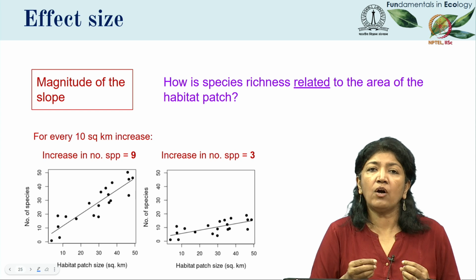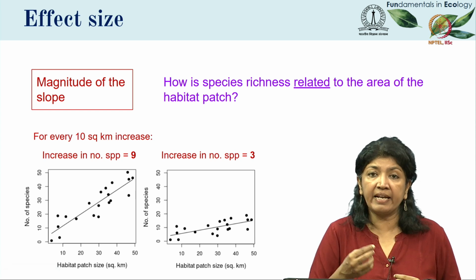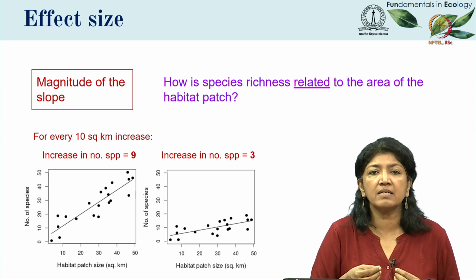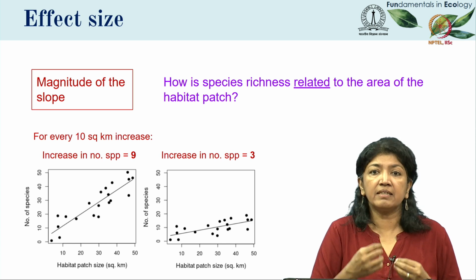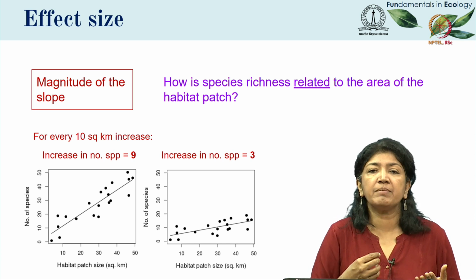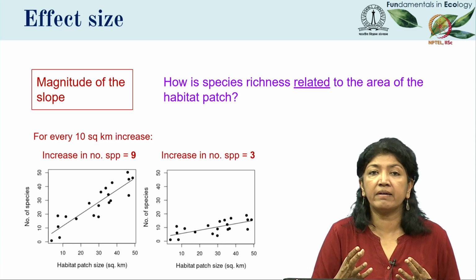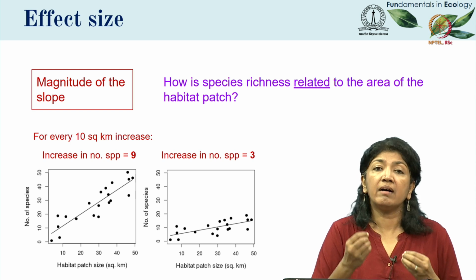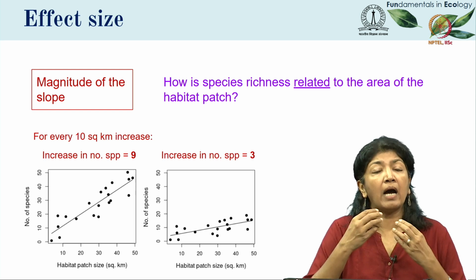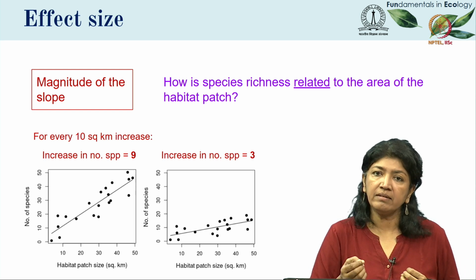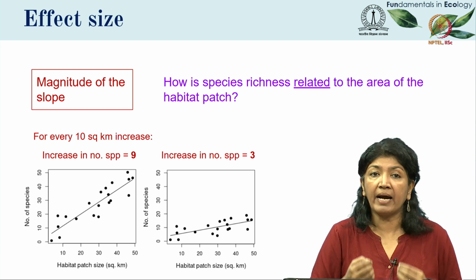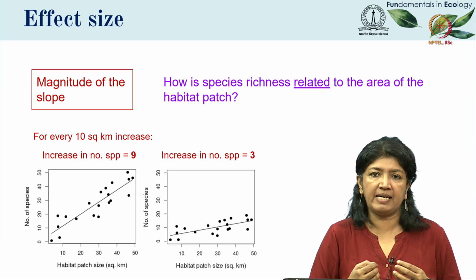So, as an ecologist, if you are interested in this area effect on species richness, just declaring that area affects species richness is not interesting. What would be really interesting is to know by how much is area affecting species richness. So, the magnitude of the slope in this case.